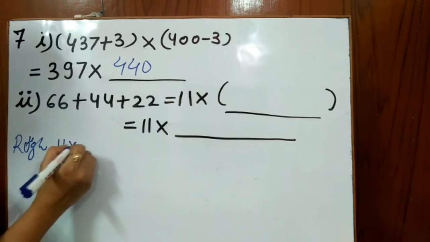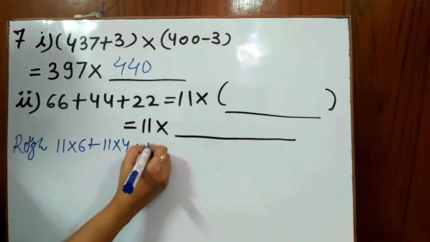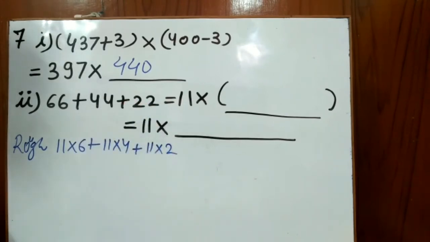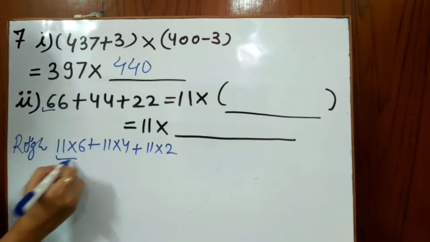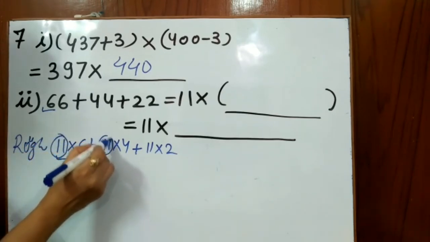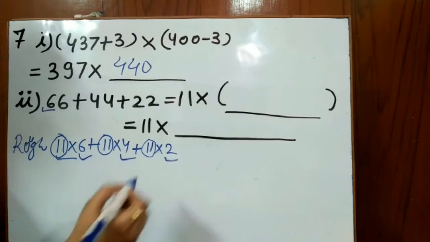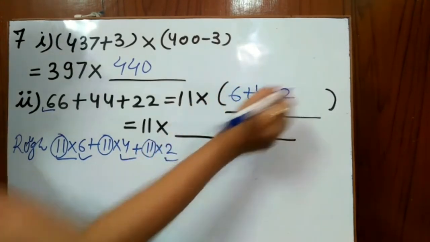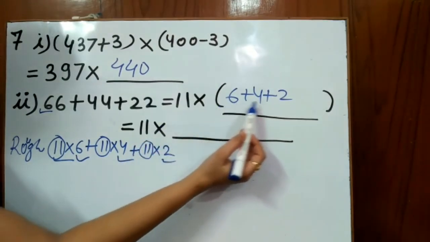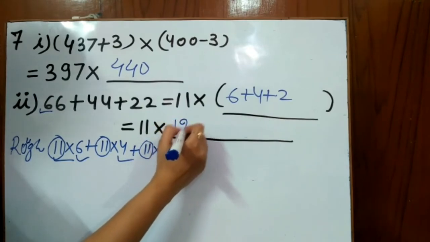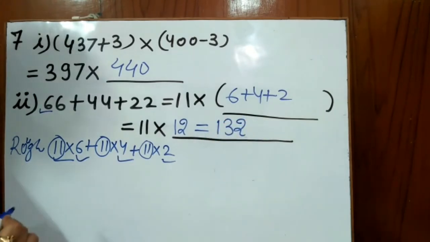We can write 66 like 11 into 6 plus 11 into 4, that is equal to 44, plus 11 into 2 is equal to 22. We can write this sum of numbers like this. And we can see here in the sum of multiplications, 11 is common, which is already written there. And what is left? 6 plus 4 plus 2. 11 is already written here. Now we will add these numbers. 6 plus 4 plus 2 is equal to 12. After multiplication of this number, we will get 132 and it is your answer.